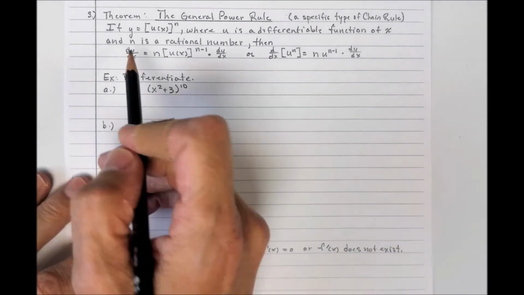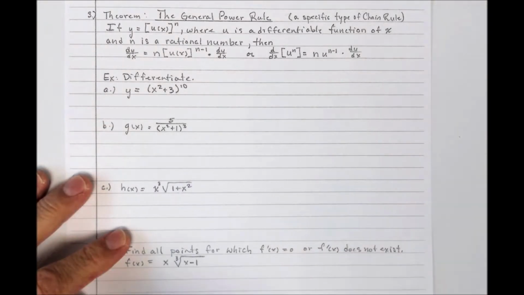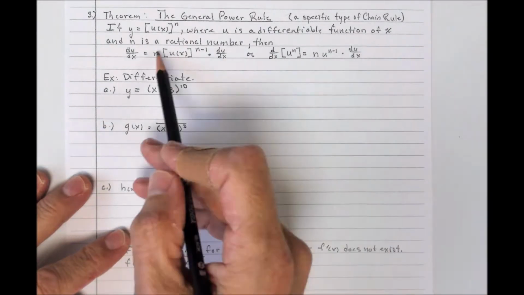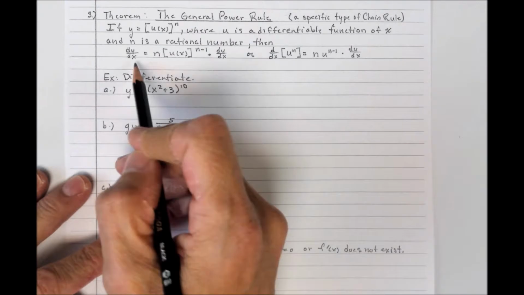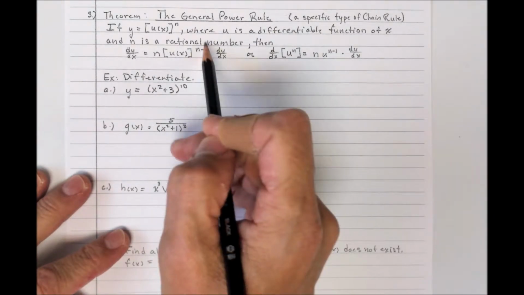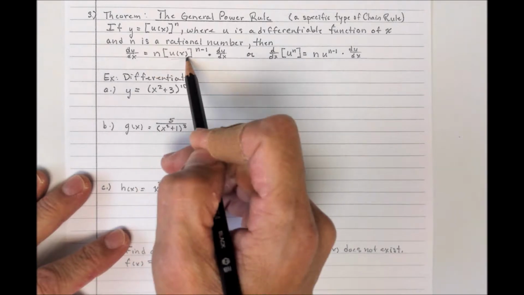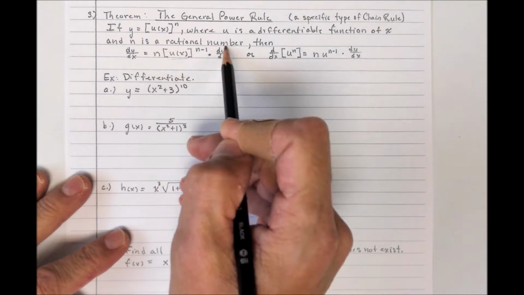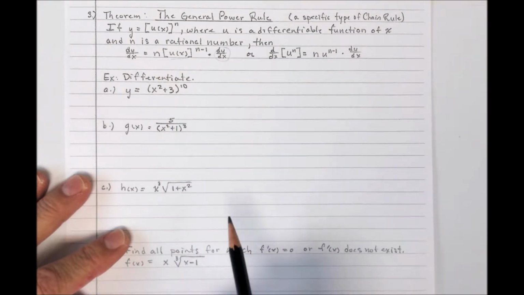It says let y equal u of x raised to the nth power, where u is a differentiable function of x and n is a rational number. Then the derivative of y with respect to x, notice what they do: they just pop that n out in front, the inside function to the n minus 1, times the derivative of the inside function. All right.